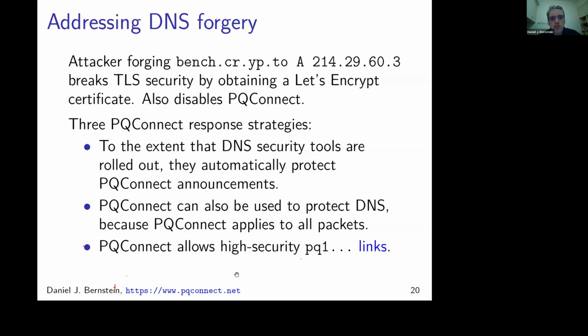And then the third thing PQConnect does to deal with this is, we can actually provide some security that doesn't rely on DNS at all. Instead of using a name like bench.cr.yp.to, where you have to trust somebody to translate that into address information and eventually key information, what you can do instead is use a high security name, this PQ1 something complicated name that I was showing you on previous slides. You can just use that directly. And then PQConnect says, aha, there's that public key. And you're not relying on somebody translating the low security name into a high security name.